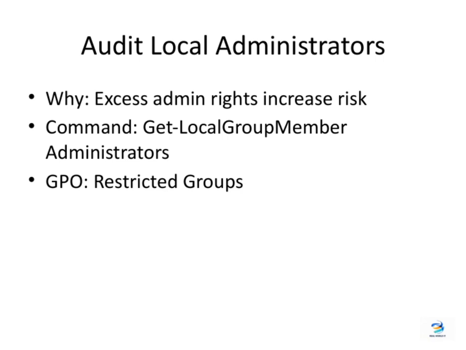Additionally, implementing Group Policy Objects, or GPOs, such as Restricted Groups, allows us to define exactly who should be part of those privileged groups, making permissions more controlled and predictable. It's also crucial to audit local administrators regularly. By doing so, we can detect any unauthorized changes or additions to the admin group. All of these steps are about reducing risk by maintaining a clear and controlled view of who has admin rights, which ties directly into our overall goal of strengthening security through better privilege management.